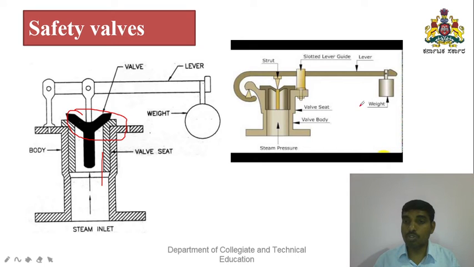This is the diagram which shows the weight. So there we have a lever operated safety valve. We have a dead weight given here, and we have a valve seat. This valve will be operated due to steam pressure.